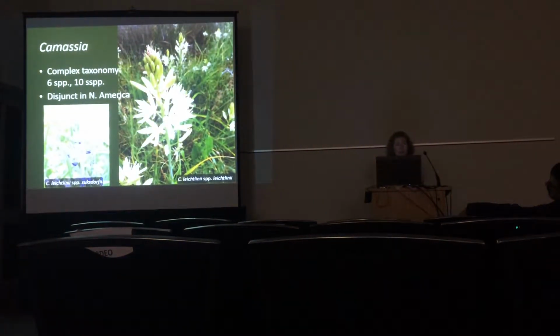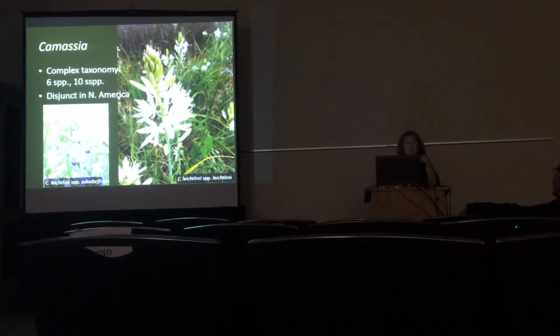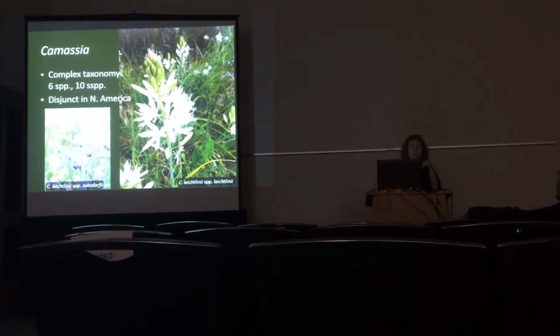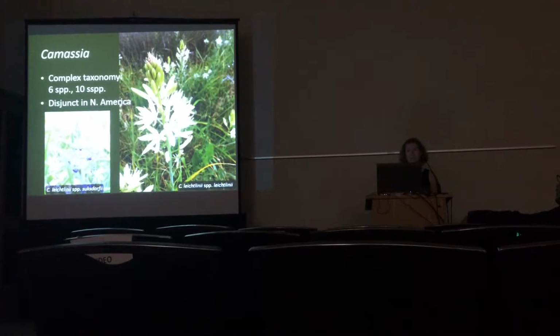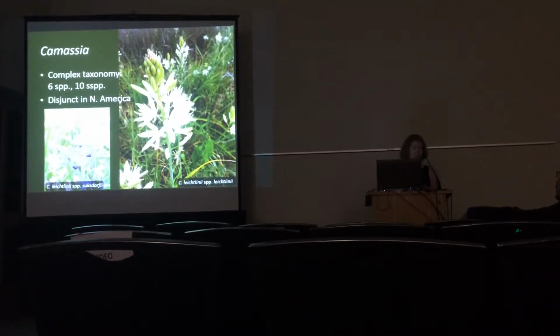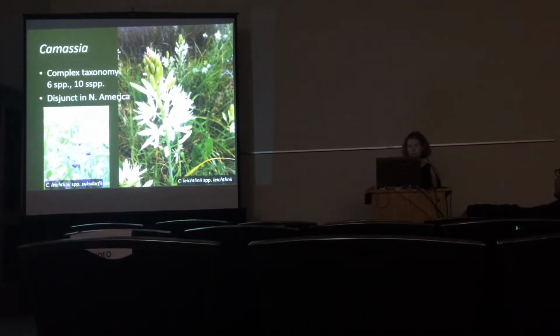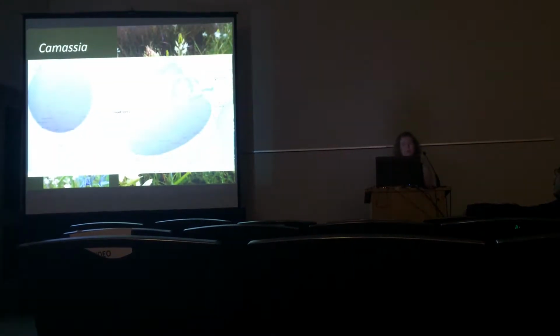Another reason why this is a nice clade for these studies is that it has a complex taxonomy. So Camassia is a feasibly sized group. It has 6 species, but it also has 10 subspecies, and 8 of those are within just one species. So there are some questions there as far as the taxonomy goes. It has a disjunct distribution in North America, primarily in the US. So there's a center of diversity in the Northwest, and then a species complex that occurs farther east.